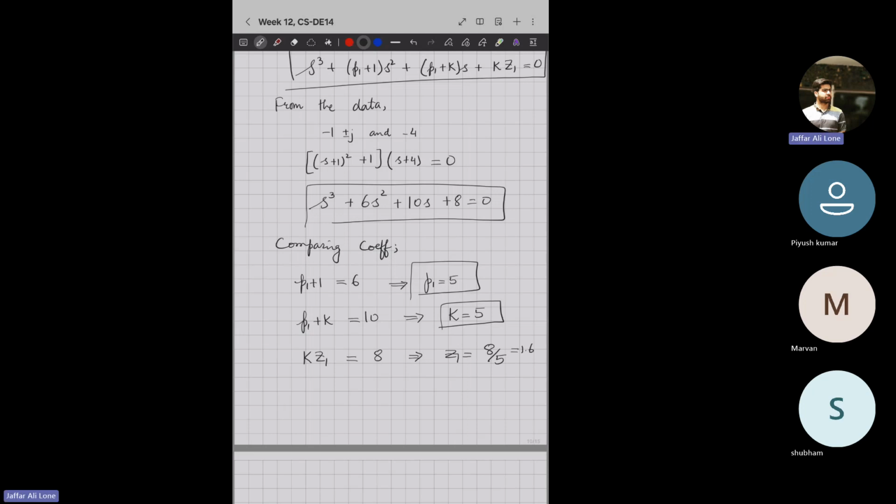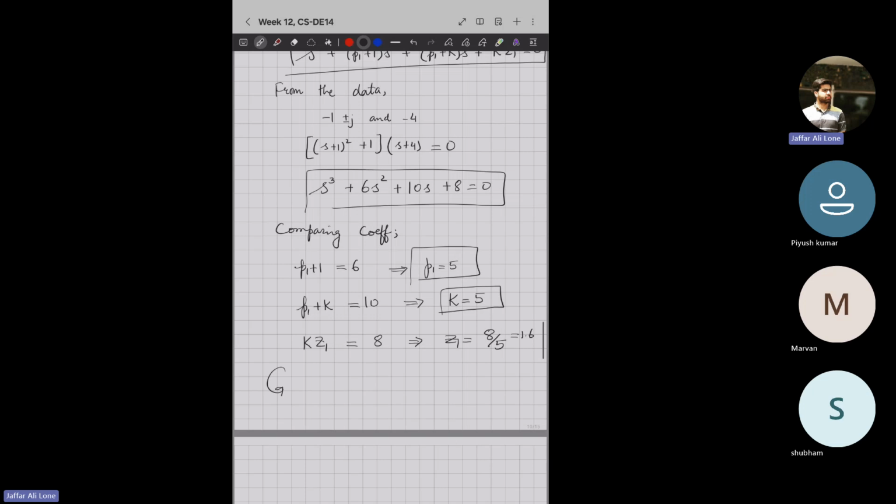Now let's write the transfer function. The transfer function is GC of S equals K, which is 5, into S plus Z, 1.6, divided by S plus P, S plus 5. And that's it.